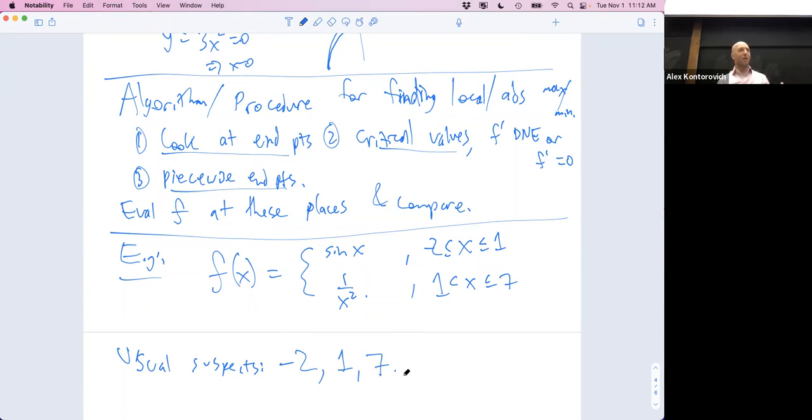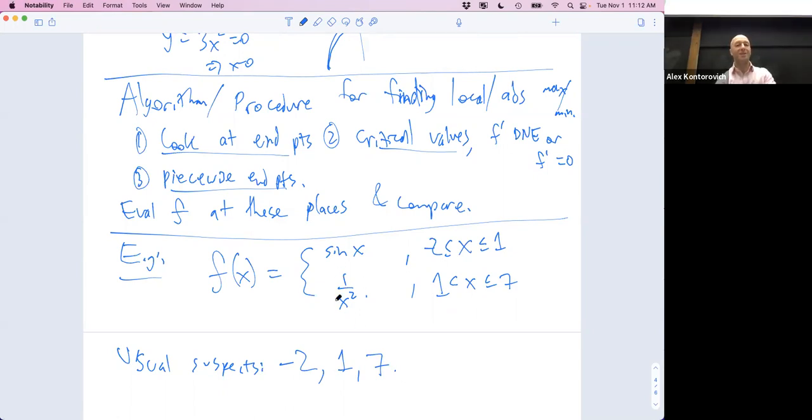What's the other thing I have to look for? Those are the endpoints. So -2 and 7 are the endpoints. 1 is a place where there's a discontinuity, like a piecewise thing happening. So we've got those. What's that? 0. Why 0?